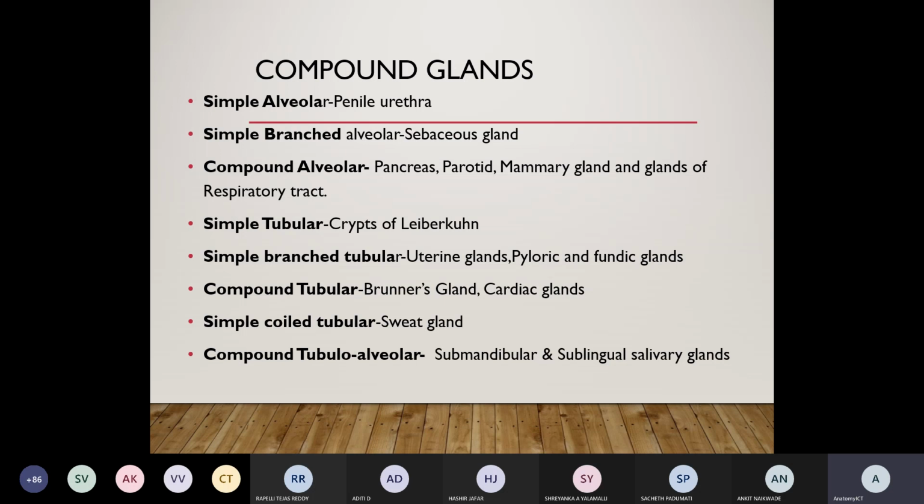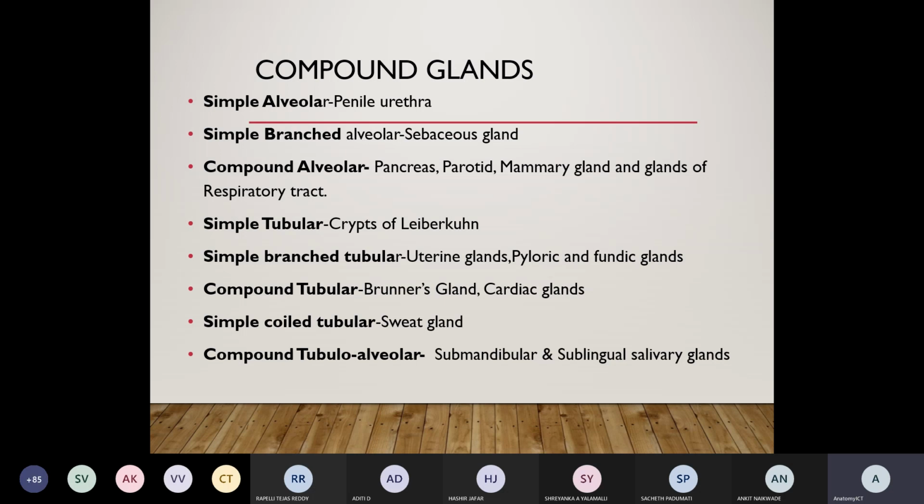Whereas simple tubular glands, when you come, are the crypts of Lieberkuhn, which we have studied in the stomach or gastric epithelium, right? Whereas simple branched tubular glands are the uterine glands. Remember, the uterine glands, and the pyloric and fundic glands of the stomach, are simple branched tubular glands.